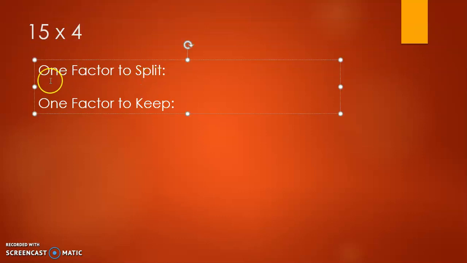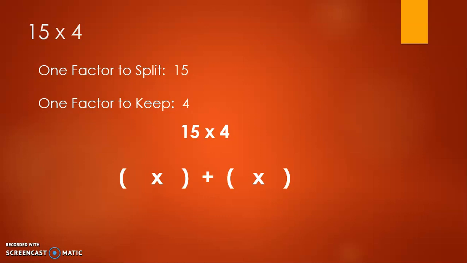So we're going to think about what factor we want to split and what factor we want to keep. I'm going to split the harder factor, the greater factor. So 15 would be the greater factor, and the factor that's not too hard is going to be 4 because it's just a smaller number and it will be easier to multiply things by it. So I have 15 times 4.